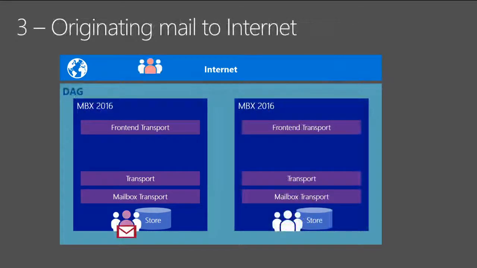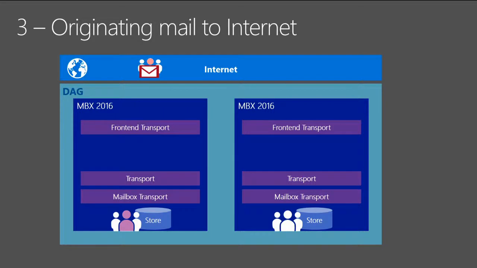All right, what about originating mail? So what about when I press the send button? This is one of my users trying to send a piece of mail to the internet. That piece of mail gets submitted, mailbox transport picks it up, and will send it to the transport service, as I said, on another machine. Once that machine receives that piece of mail, it will process it, and it knows that this recipient is external, and it will therefore use your internet connector or your smart host connector to send that mail out.